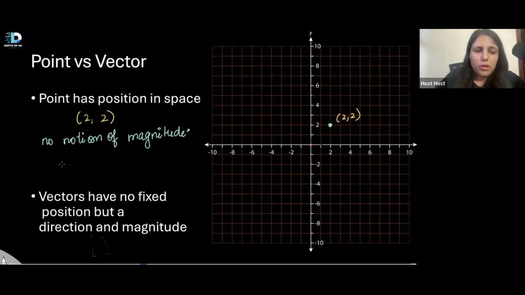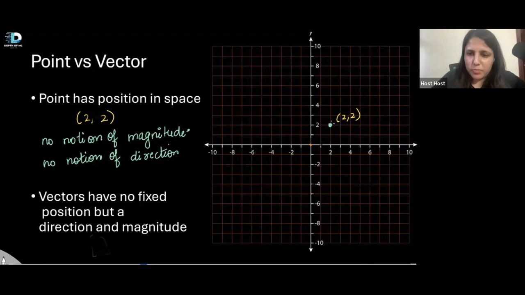And also no notion of direction. So a lot of students actually get confused between a point and a vector. This is a very basic difference: a point will not have any direction, and I'll just represent it using a point. But a vector, on the other side, will have direction, and a point will also be a fixed position. So (2, 2) will always be here.